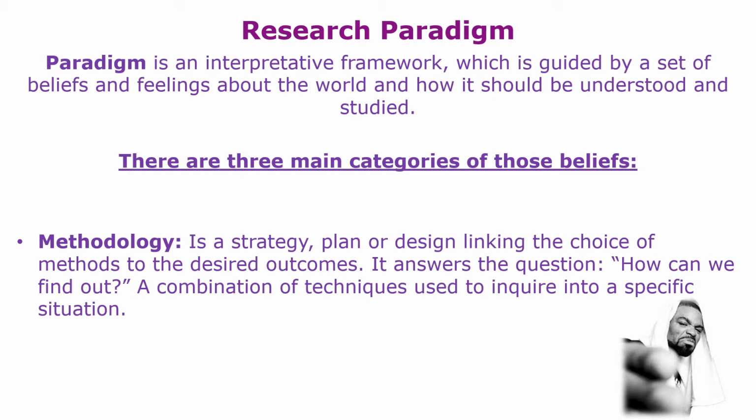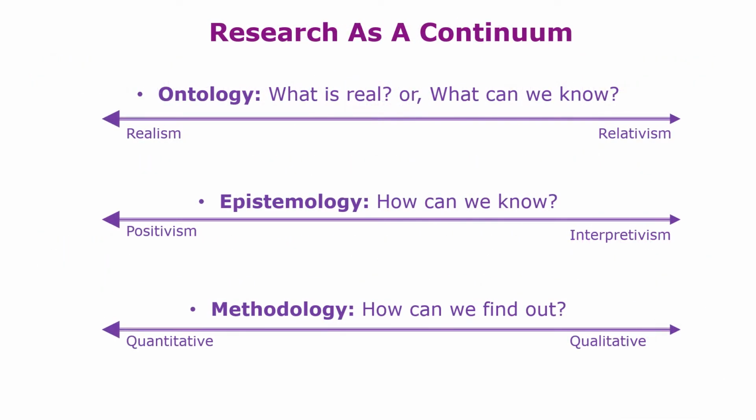And then finally we talk about methodology. It's a strategy, plan, or design linking the choice of methods to the desired outcomes. It answers the question, how can we find out? So in this particular research, how are we going to find out? It's a combination of techniques used to inquire into a specific situation. Now, just to tell us about the three OGs: I talked about ontology, which is what is real, or some would say, what can we know. And you have a continuum there.